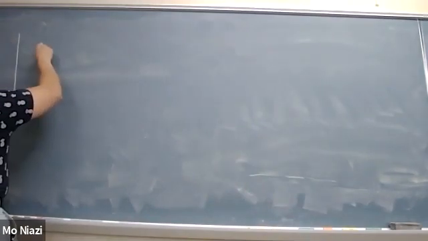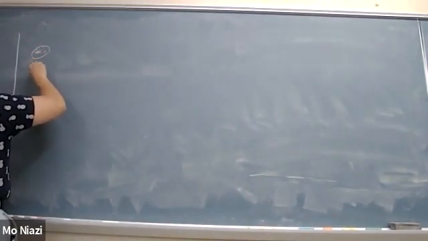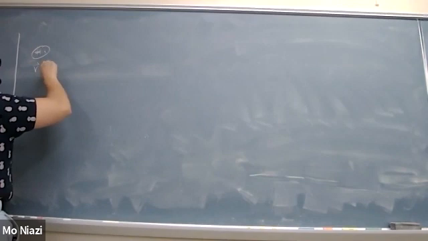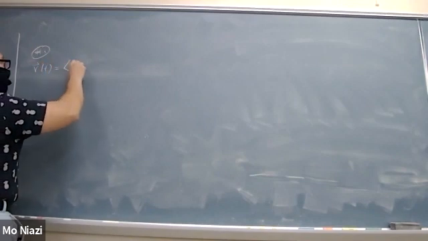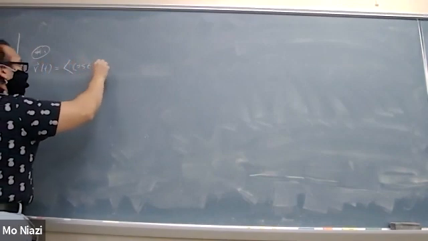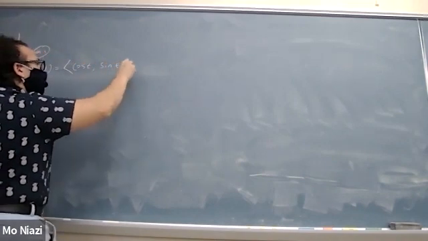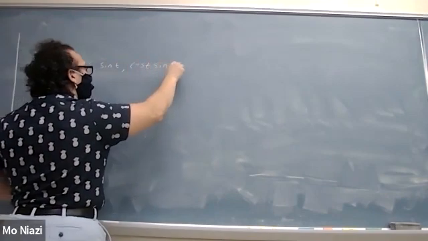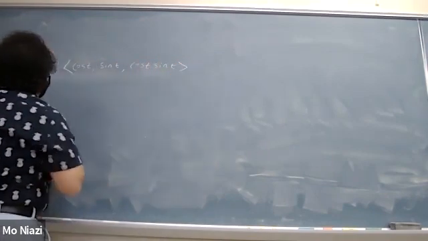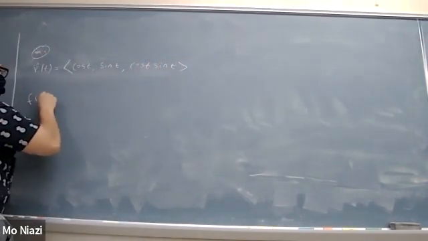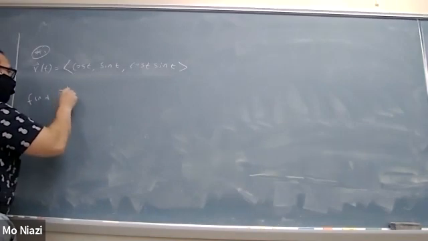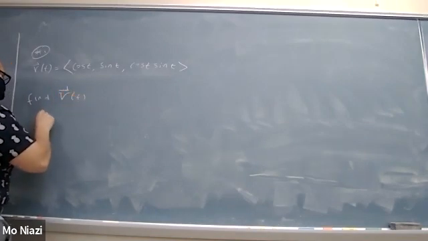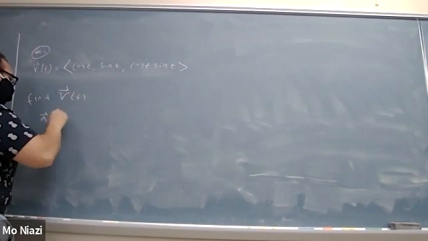Okay, so number 1, given r of t is a position function, cosine of t, sine of t, cosine of t, sine t. Find the velocity vector, find the acceleration vector.